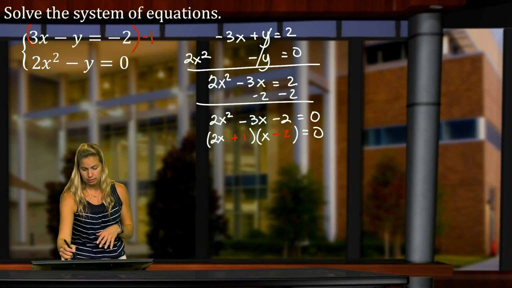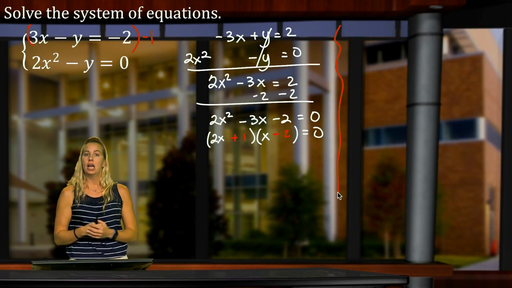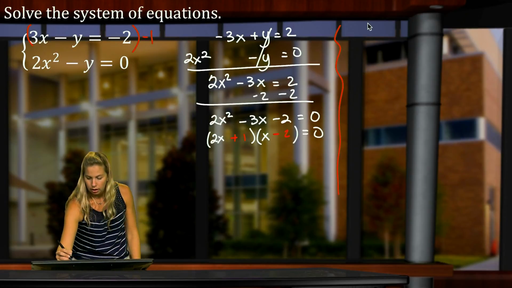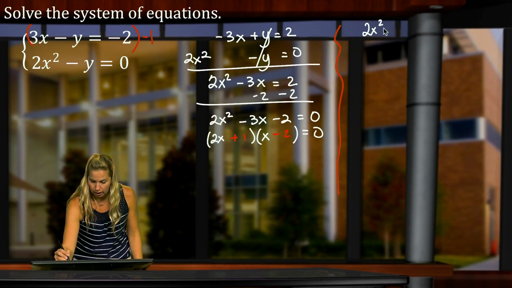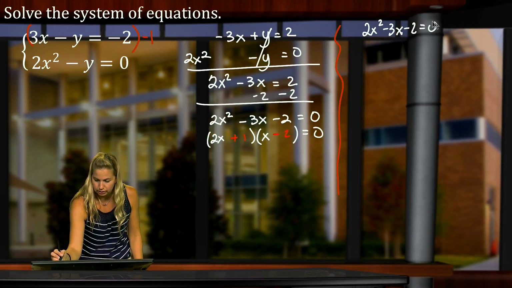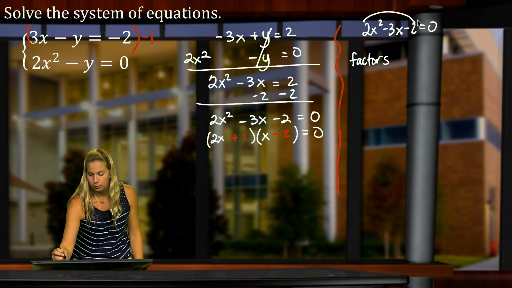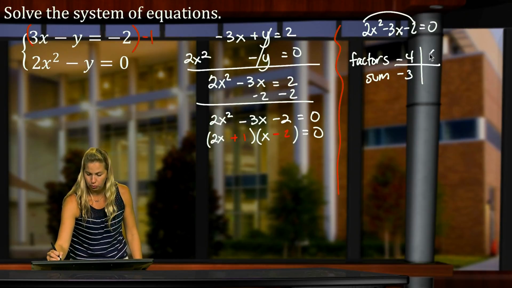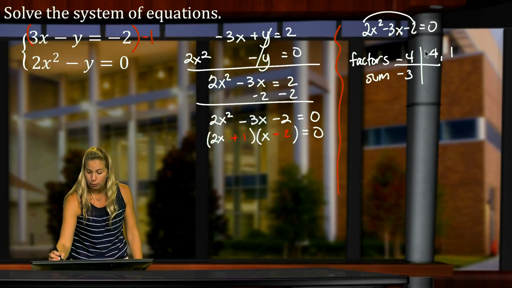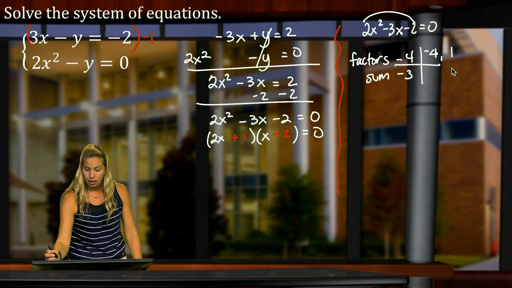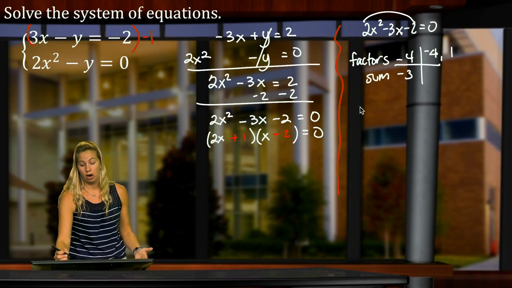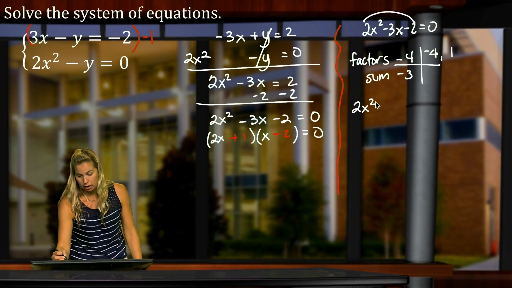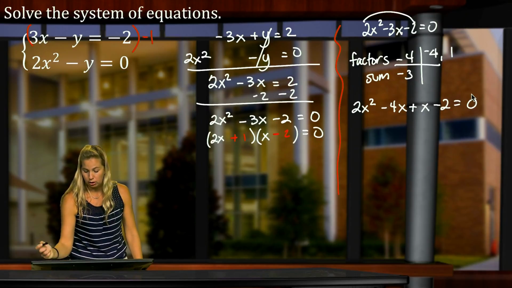I'm going to quickly just take a tangent here and show you the AC method for factoring. If we've got 2x squared minus 3x minus 2 equals 0, we're looking for factors of a times c, which is -4, that sum to -3. So that's going to be 4 and 1, where we want 4 to be negative and 1 to be positive. Now we're going to take those factors and rewrite our quadratic. So we've got 2x squared minus 4x plus 1x minus 2 equals 0.